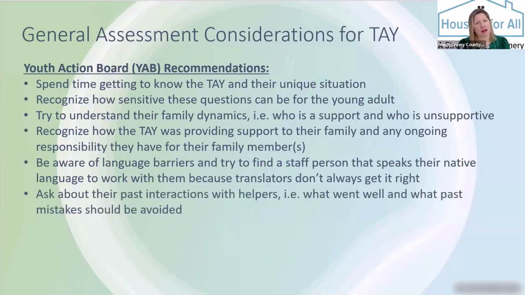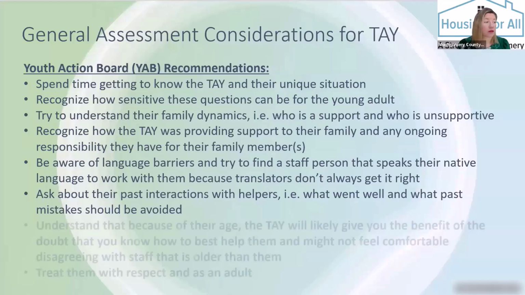You also want to ask about their past interactions with helpers. What went well and what mistakes happened in the past that you want to avoid? So if you, like me, are a social worker and the youth had CPS social workers come out during their childhood, then me saying, hey, I'm a social worker, my name is Sarah Moore, blah, blah, blah, that right there could be triggering for them. So you need to recognize your place in the system and try to see what worked well, replicate that. What didn't work well, avoid that when you're working with that transition age youth.